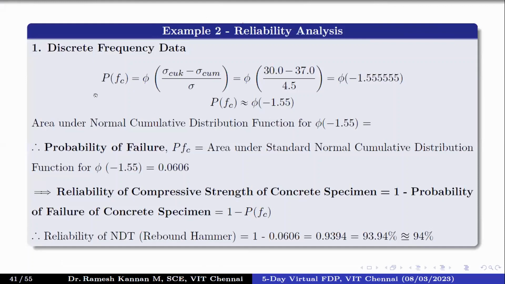So once I found the probability of failure, 1 minus the probability of failure will be the reliability. So 1 minus the probability of failure value from the Z distribution will give us 0.9394, which in terms of percentage is 93.94, which means that my experimentation is 94% reliable. Nobody can make it 100% reliable, but 99 or 98 can probably be more reliable.